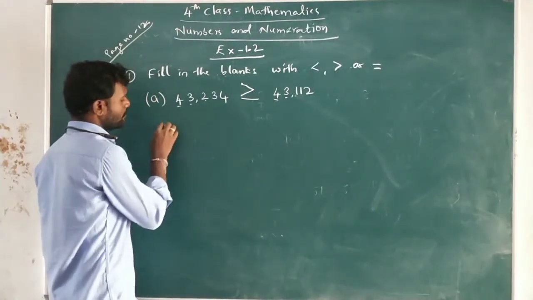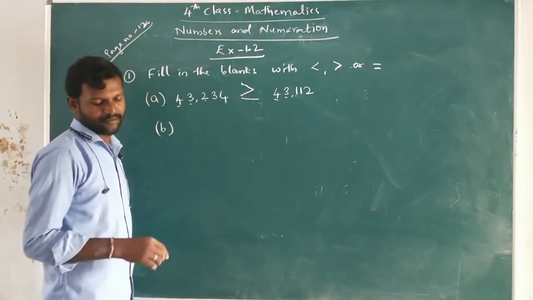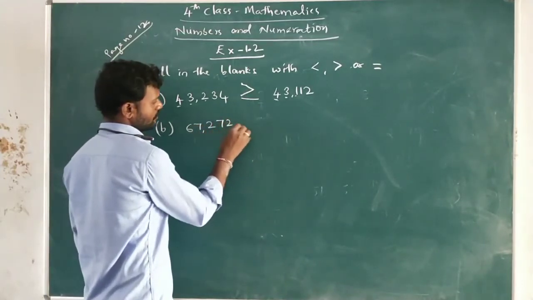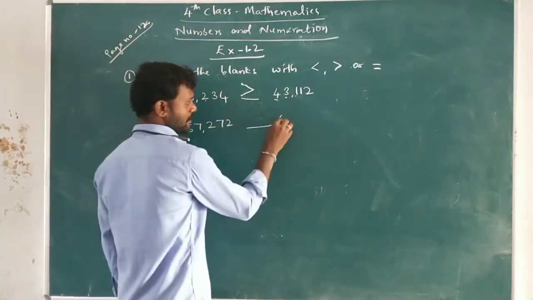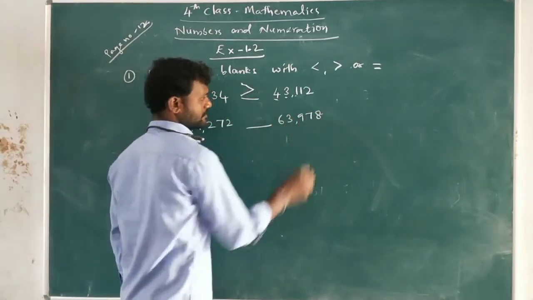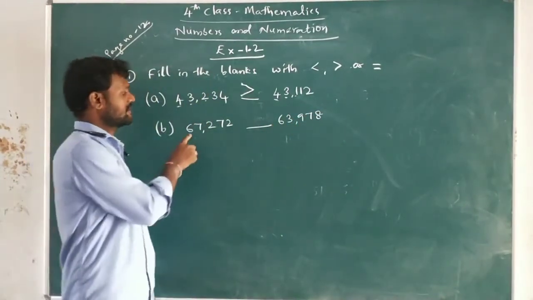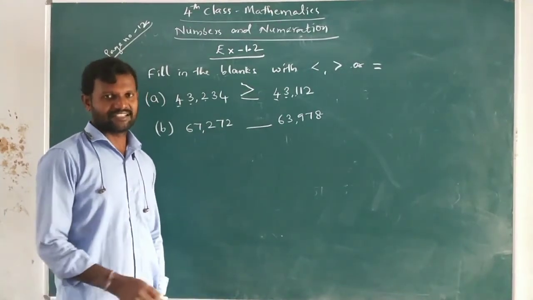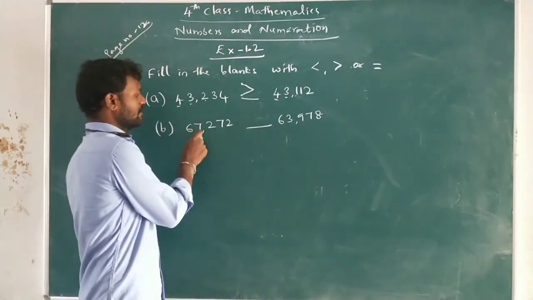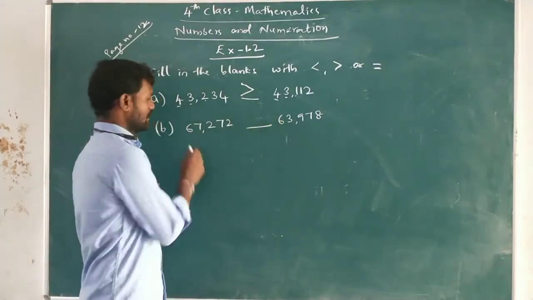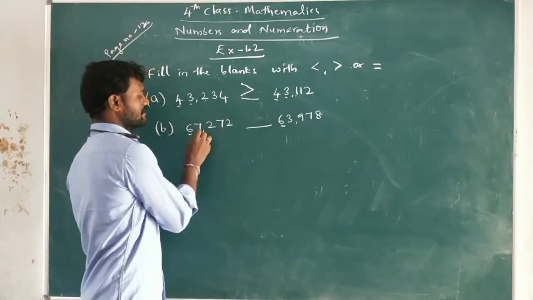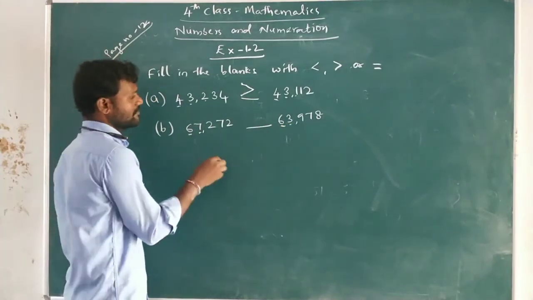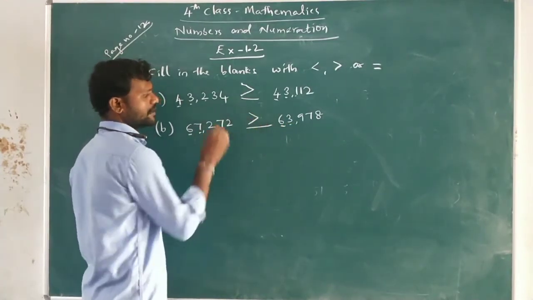Okay. Similarly, B. What is problem B? 67,272 dash 63,978. Okay, 67,272, 63,978. Which is the bigger number? 67,000. It is 63,000. 6 equal. Here 7 and this is 3. 7 is larger. That's why what do you have to write? You have to write the greater than symbol.